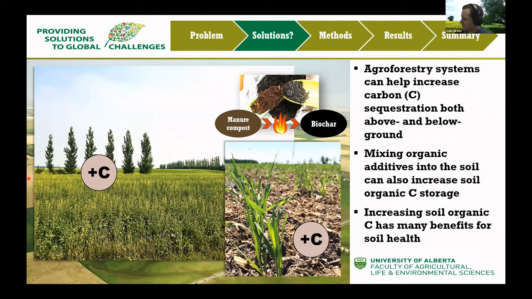Increasing soil organic carbon has many benefits for soil health. For example, increasing organic carbon in soils improves soil structure, as well as increases the water and nutrient holding capacities of the soil. This can increase crop yield and reduce erosion and runoff, among other ecological benefits.